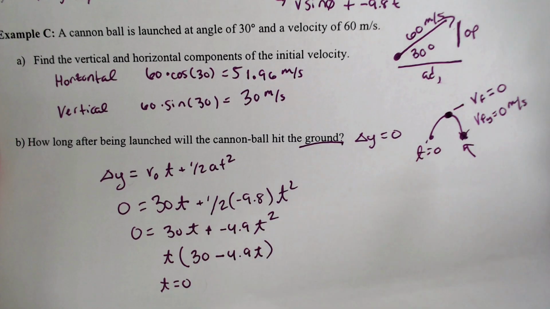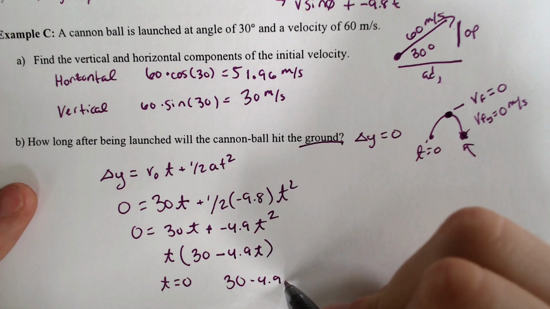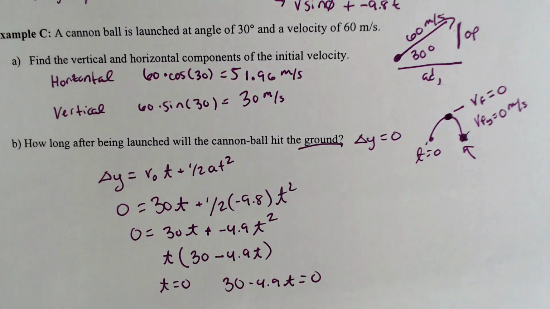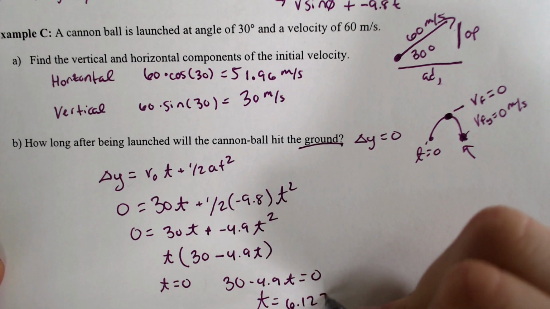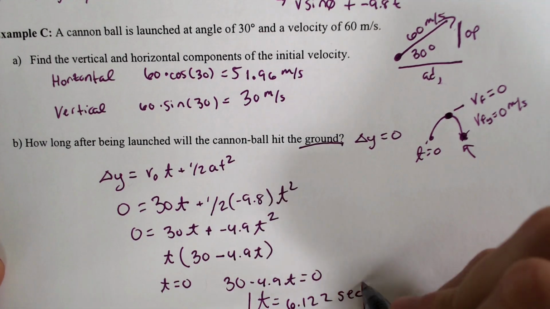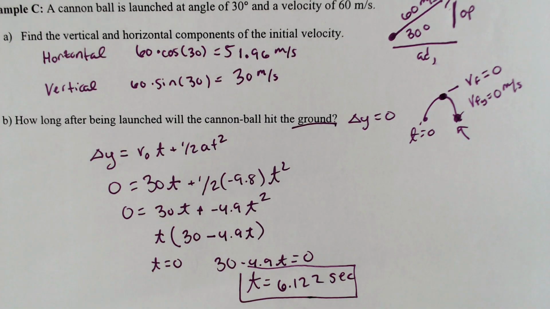And then when does it land? Well, that would be when you set 30 minus 4.9t equal to 0. If we solve that, negative 30 divided by negative 4.9 is, drum roll, a time of 6.122 seconds. Bueno. And that's done with part B.